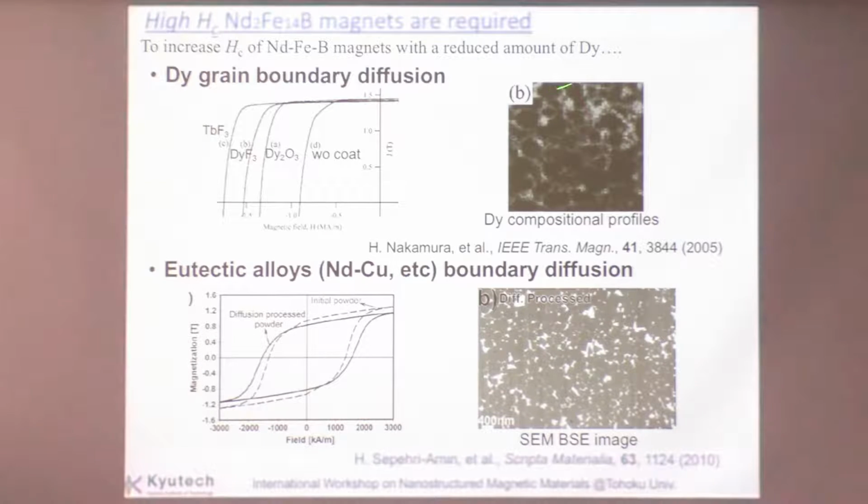This figure shows the dysprosium compositional profile. Dysprosium exists only in the grain boundary phase. So by this technique, a high coercivity magnet can be realized with a small amount of dysprosium. The next case is the eutectic alloy grain boundary diffusion technique. In this paper, the NIMS group reported coercivity enhancement by this technique, and neodymium-copper eutectic alloys were used for a high coercivity magnet.